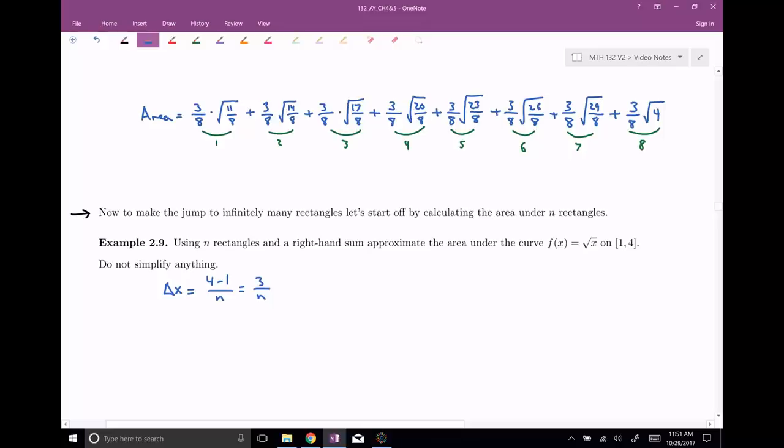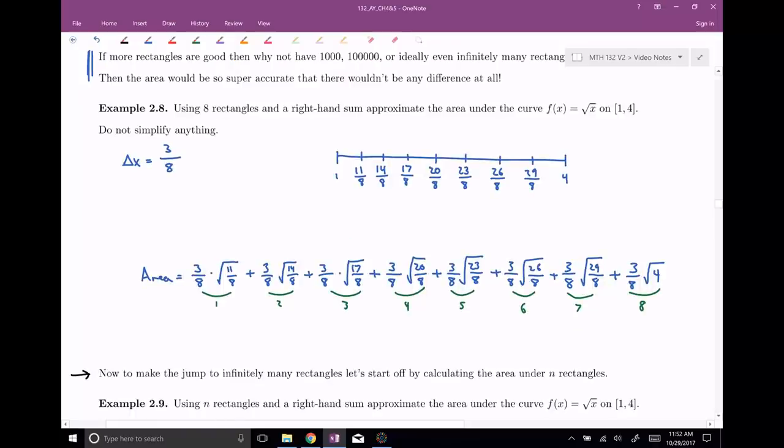And now this is where it becomes a little bit complicated, because I need to split up this number line, which starts at 1 and ends at 4, into n pieces. And this is for the same reason that before I split it up into 8 pieces, because I want 8 rectangles.